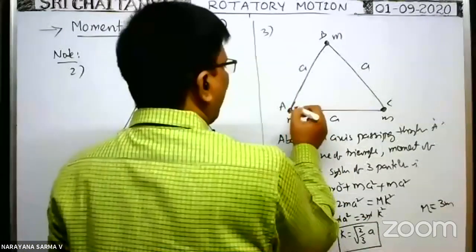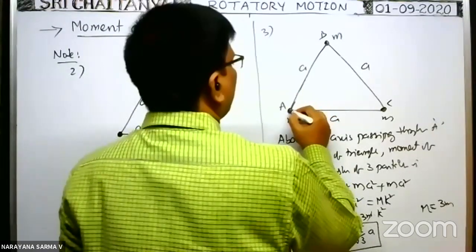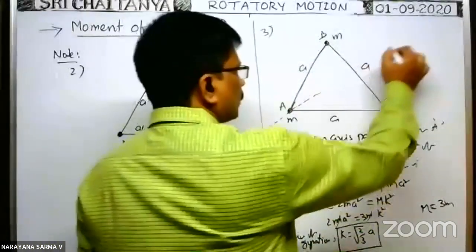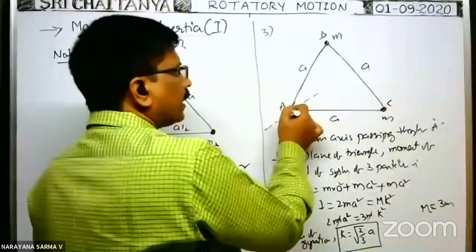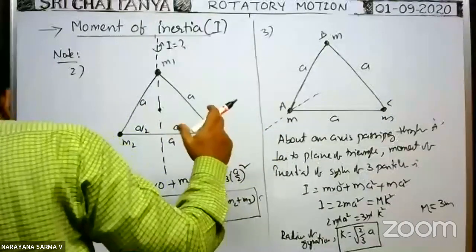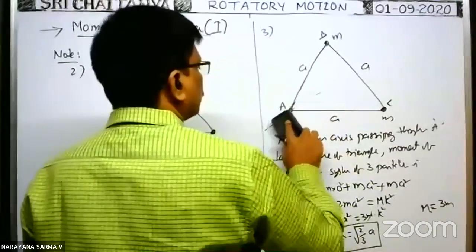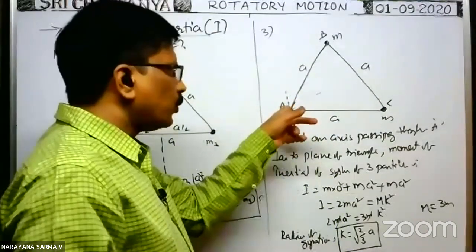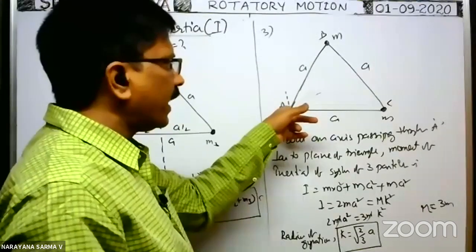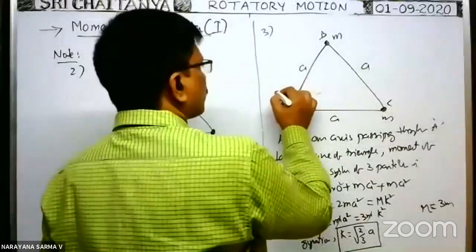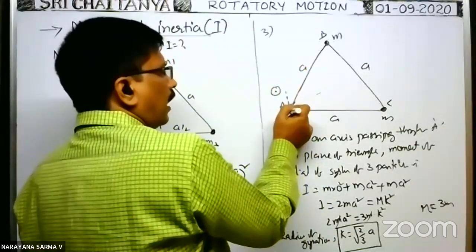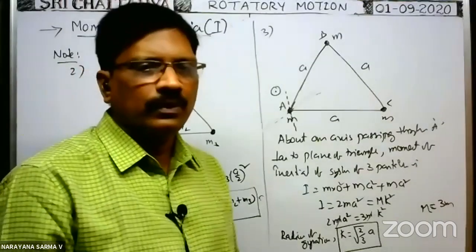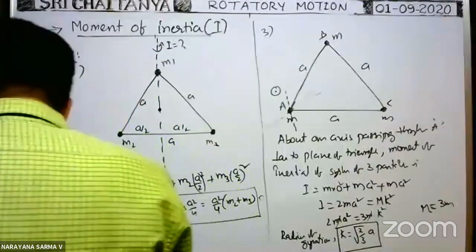We cannot draw the axis here. This is the axis. Don't you feel that this is the axis passing through? It is the angular bisector. Actually, it is the axis perpendicular to the plane of the triangle, and passing through this point. Already I explained here. This is the axis passing through one of the corners and perpendicular to the plane of the triangle. That means this axis is perpendicular to the plane of the diagram and outwards. About this axis, what is the moment of inertia? Okay, right. Next, we will discuss some more examples like this.